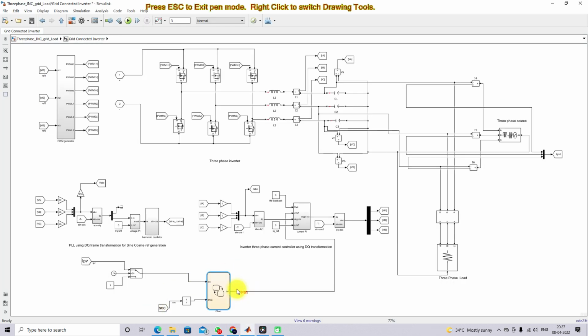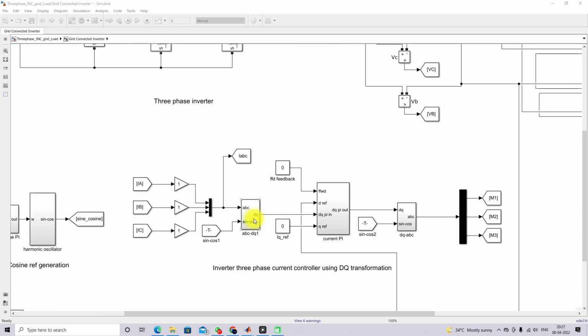So this is known as I reference, which is generated from that logic. This is going to act as a D reference, direct axis reference. Here we are converting actual currents IA, IB, IC into dq. After converting actual ABC into dq, it is compared with the D reference. The D reference is generated based upon that control logic using IPV and SOC, and here we are making Q reference equal to 0.